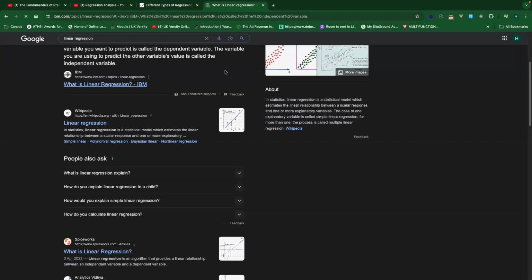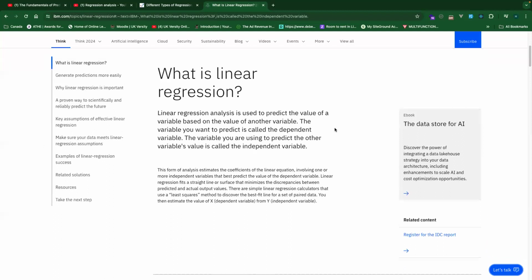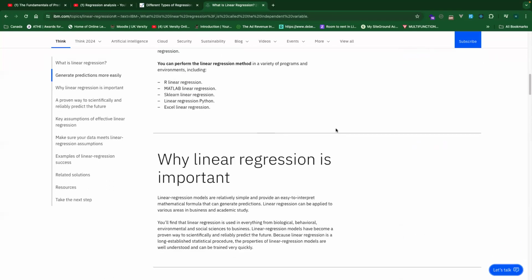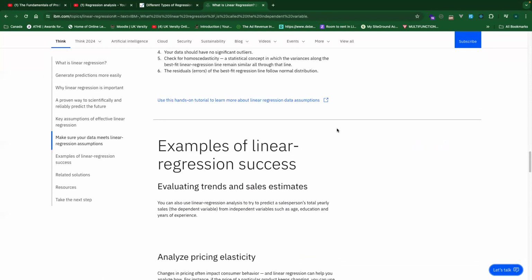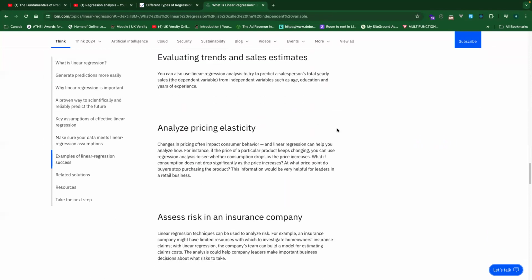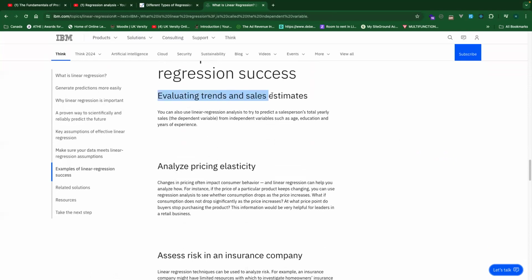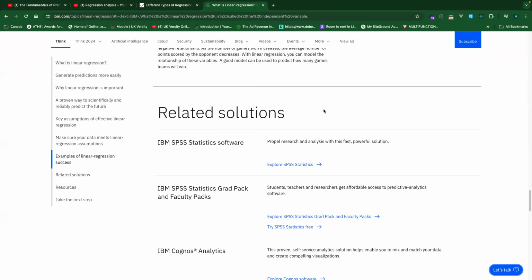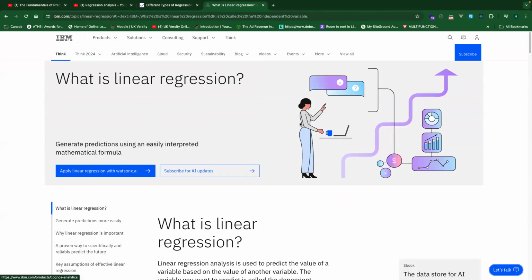We have a clear definition on the IBM website of what linear regression is, why we use it, why it is important, and then examples of linear regression, like we said in the previous slide, evaluating trends and sales. So you can use this website as a starting point when you're working on your assignments.